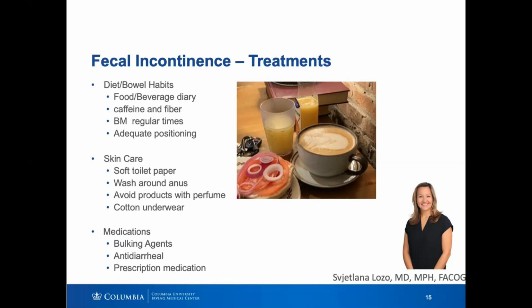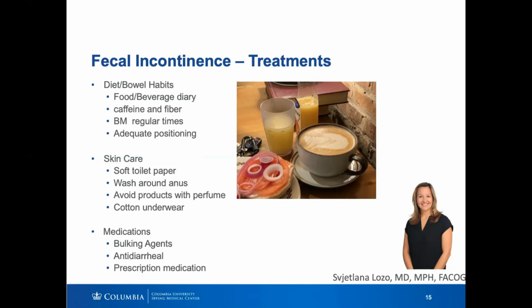There are multiple medication regimens available for treatment of fecal incontinence. Bulking agents are one of those medications. Most common bulking medications used are psyllium, which is better known as Metamucil, and methylcellulose, better known as Citrucel. Both of these agents are available over the counter.